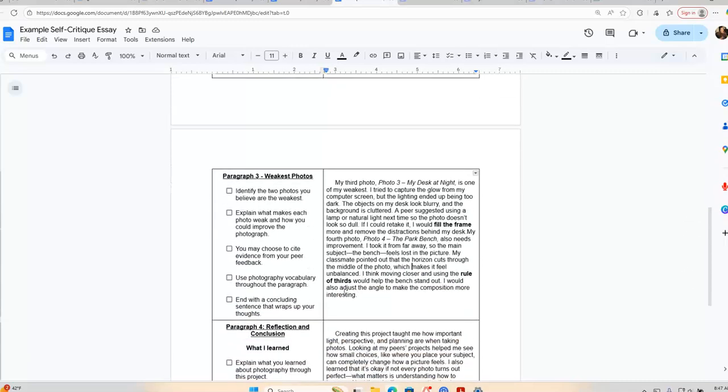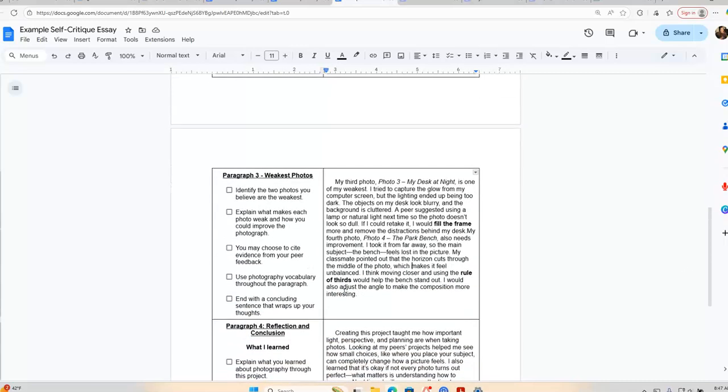Paragraph 3 is going to be very similar to paragraph number 2, but instead of talking about your 2 strong photos, you are going to be focusing on your 2 weakest photos. So again, you have the option to look at your feedback from your peers to choose those 2 weak photos, or you also have the option to just choose yourself. Again, very similar format. You're going to identify those 2 photos. You are going to explain what you think makes those photos your weakest photos.